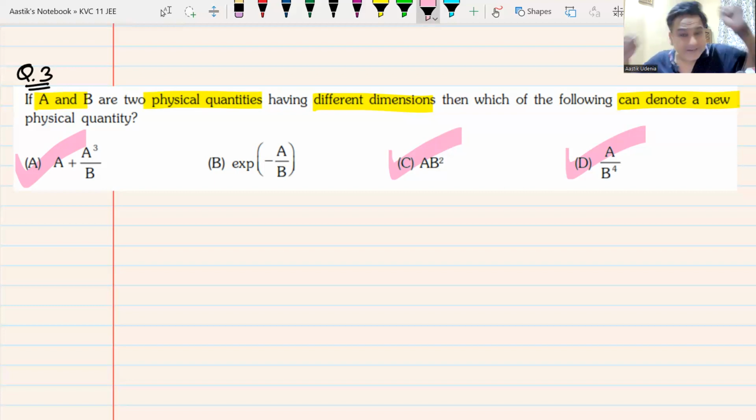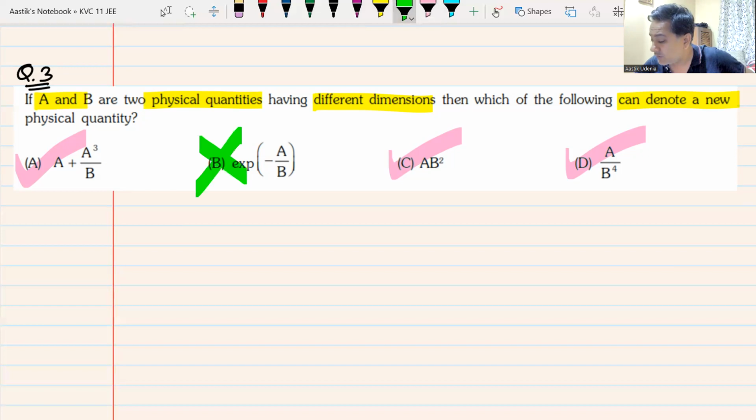But one thing is definitely out of the box, and that is option B. Why is option B out of the box? Because exponential, meaning e to the power of A by B, is not possible because A and B are having the same dimension. Do we understand this? Yes or no? Can I have a sense from everyone that we understand this?